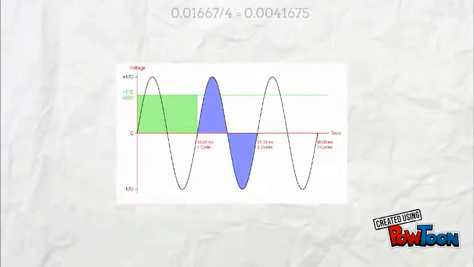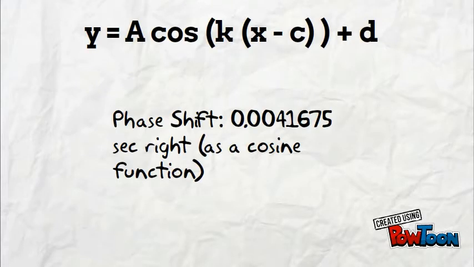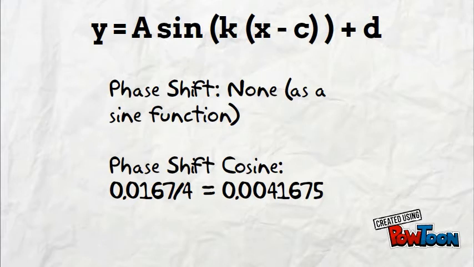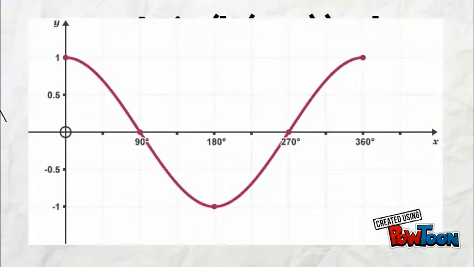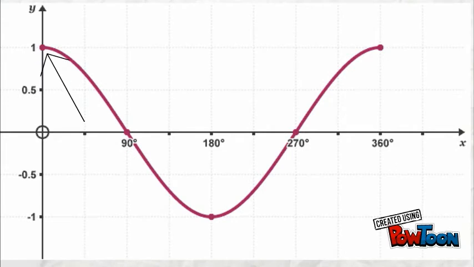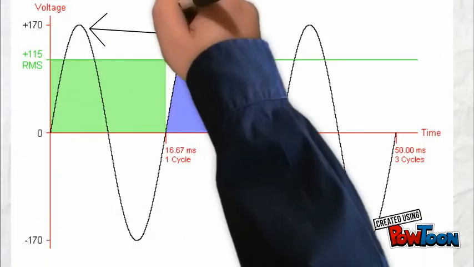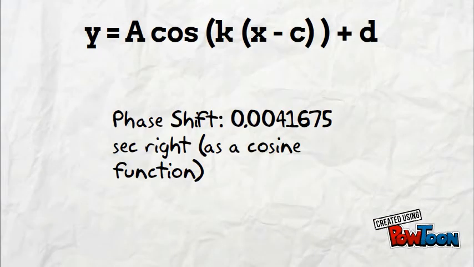However, if we use a cosine graph, we must use a phase shift of 0.004165 to the right. The graph of cos theta starts at its maximum, so we must shift the graph to where its maximum is. We see that the maximum occurs at 1/4 of the period from the graph. So we divided 0.01667 by 4 to get 0.004165.